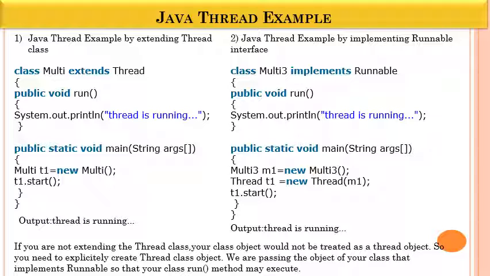If you are not extending the Thread class, your class object would not be treated as a thread object. So you need to explicitly create the Thread class object. We are passing the object of your class that implements Runnable so that your class's run method may execute. So these are the examples of Java threads, which can be created by two methods: extending the Thread class and implementing the Runnable interface.